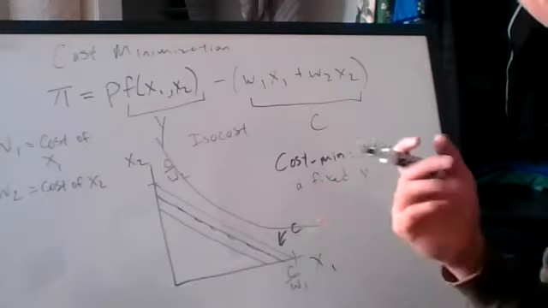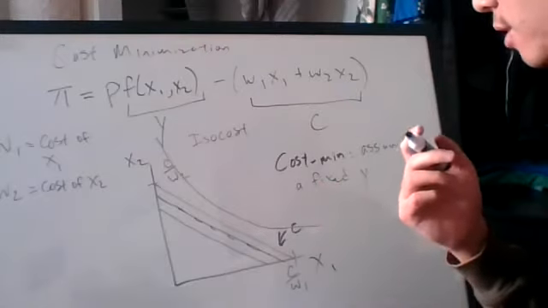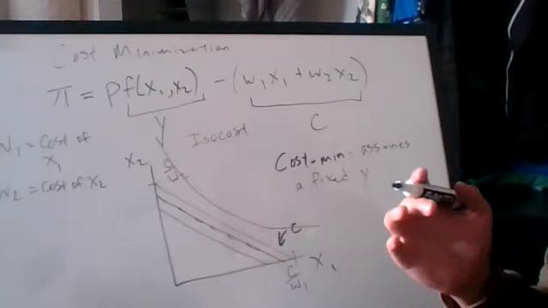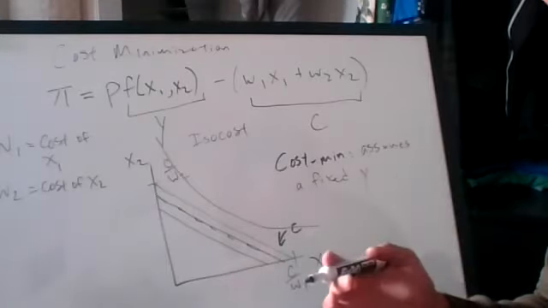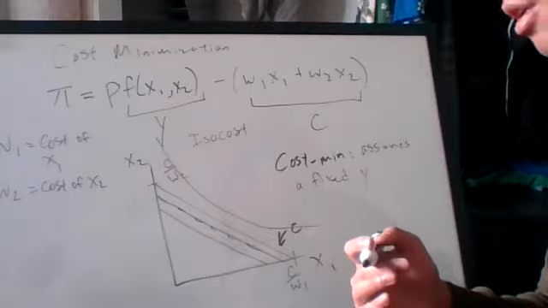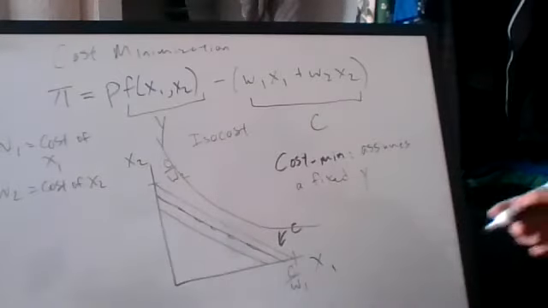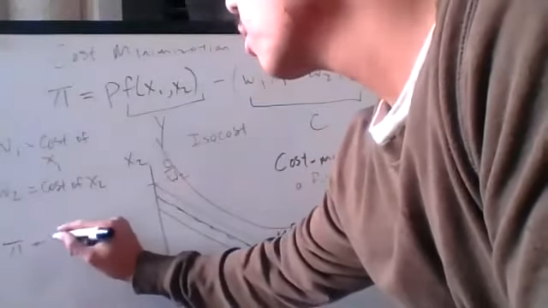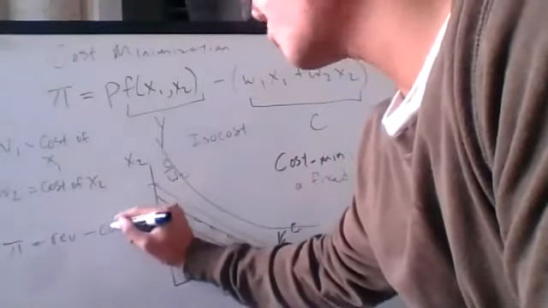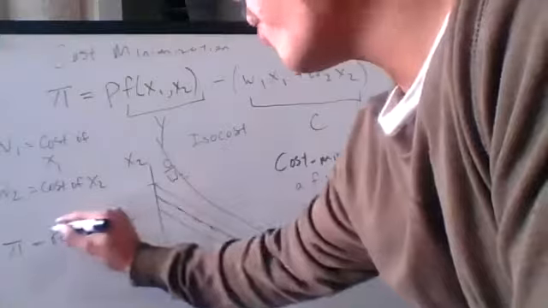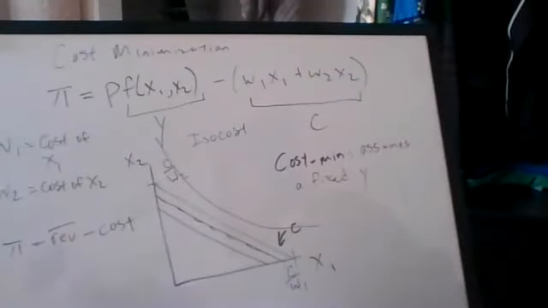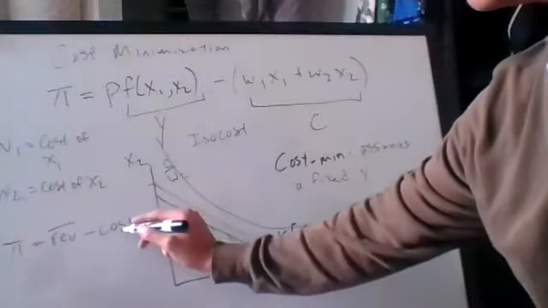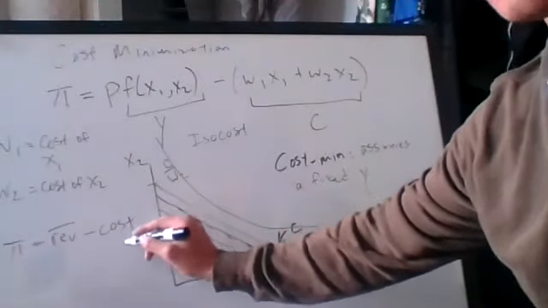When we have a fixed level of production, that essentially means that cost minimization and profit maximization are the same exact thing, right? Because if you think about it, profit equals revenue minus cost. If revenue is fixed at some level, the only way to make profit as great as possible is to make cost as low as possible.